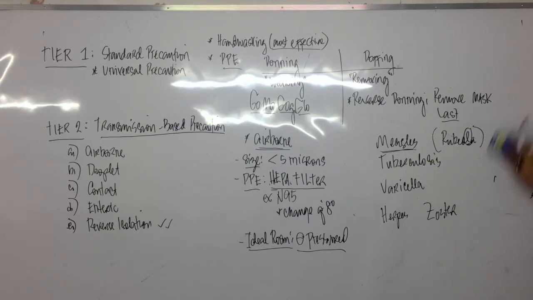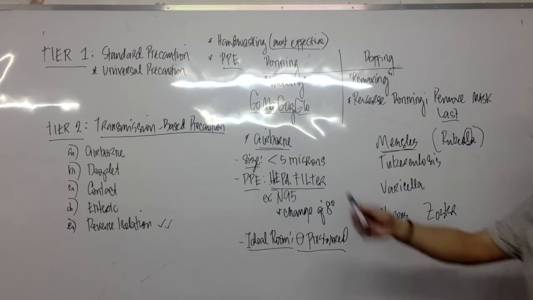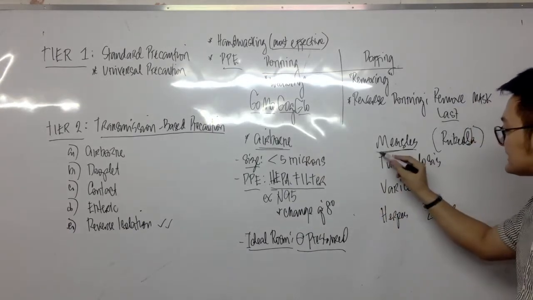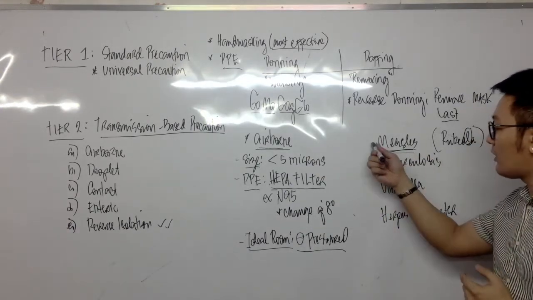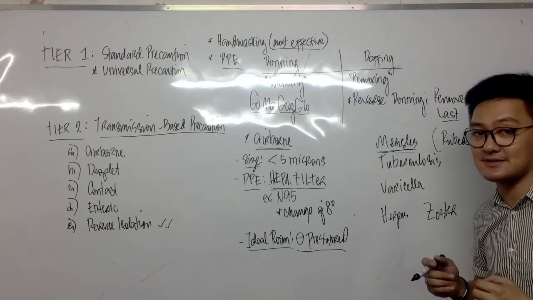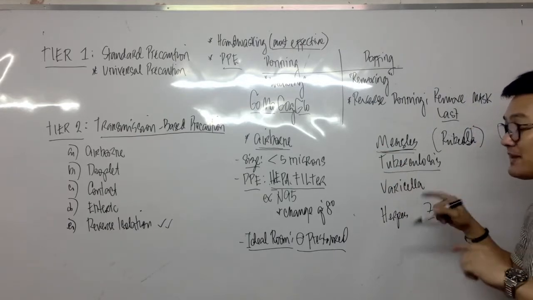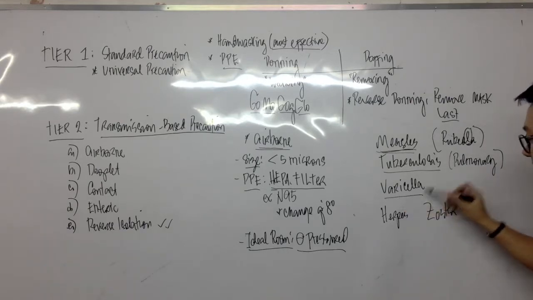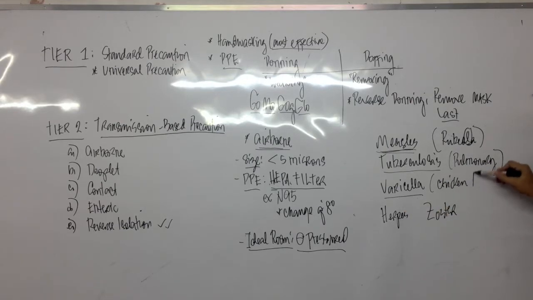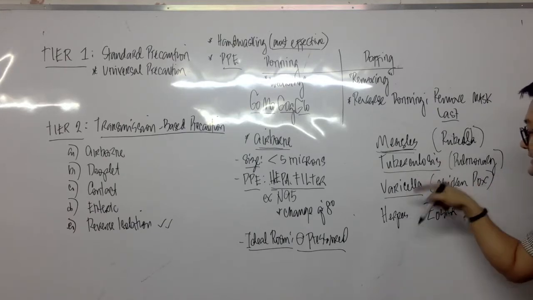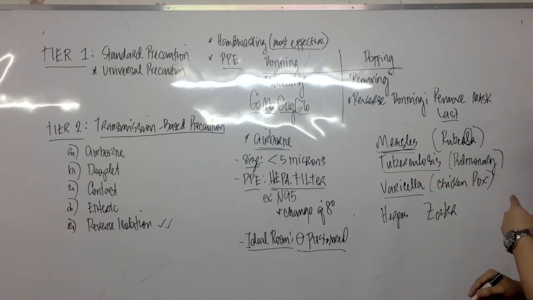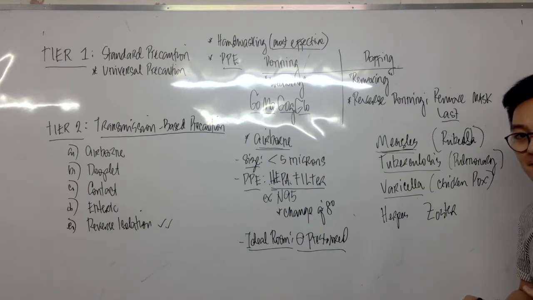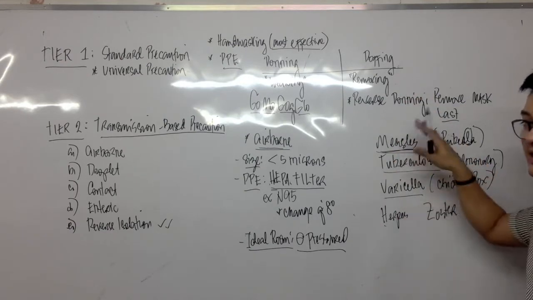Having said that, measles, rubella is an airborne infection. Correct. What is the hallmark sign of your measles? The hallmark sign of measles will be your Koplik spots. Okay? Now tuberculosis, to be airborne, it has to be pulmonary tuberculosis. Okay? Varicella, you also call this chicken pox. What is the hallmark sign of varicella or chicken pox? Answer, maculopapular rash. And of course, last is your herpes zoster. Okay? So these are what we call airborne infections.